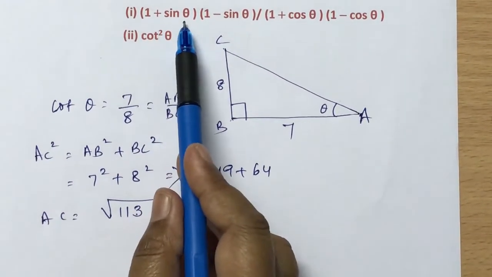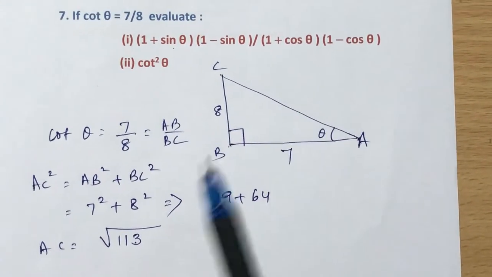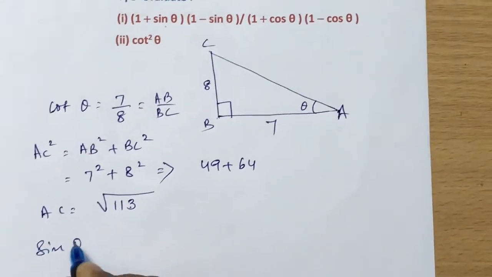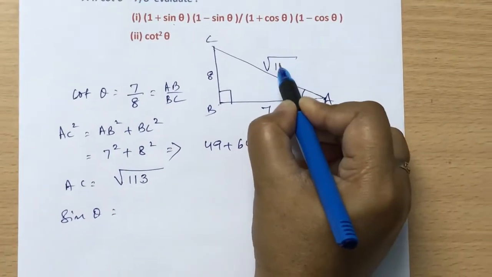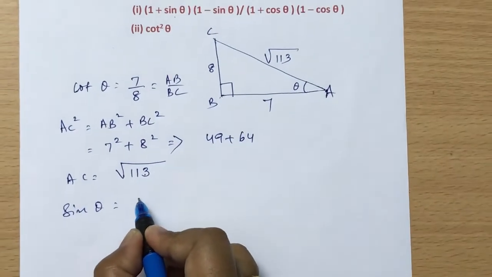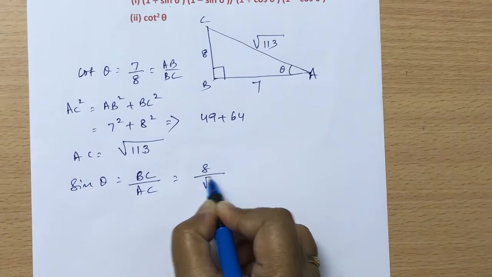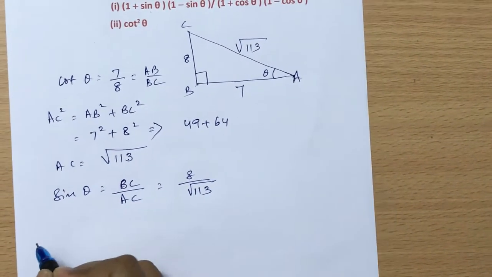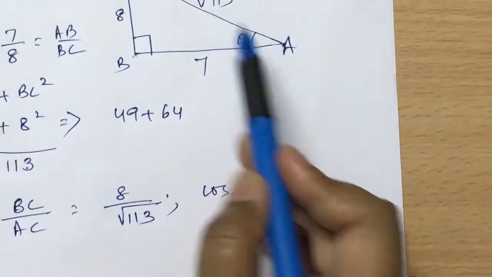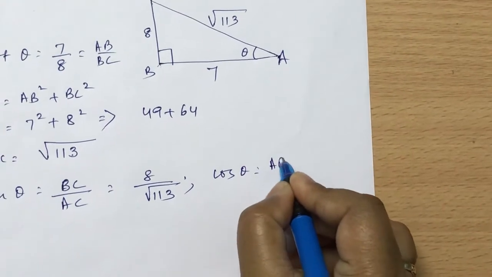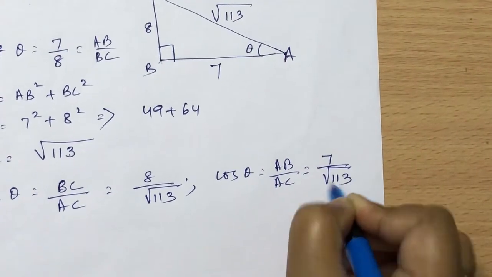Now it is asked (1 plus sine theta)(1 minus sine theta) by (1 plus cos theta)(1 minus cos theta). So let me find out what is sine and what is the cos value. Sine theta is perpendicular by hypotenuse. Perpendicular is BC by AC. So you have 8 by root over of 113. What is cos theta? Cos theta is equal to base by hypotenuse, so it is AB by AC. So that is equal to 7 by root over of 113.